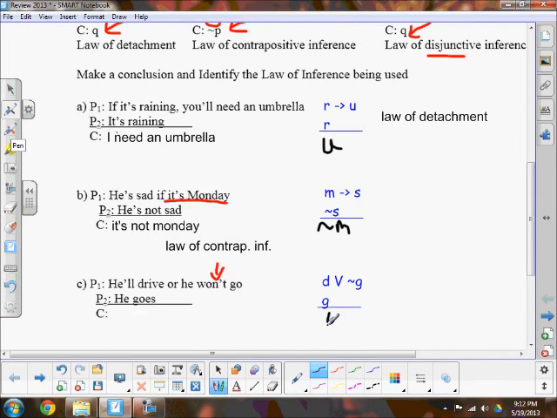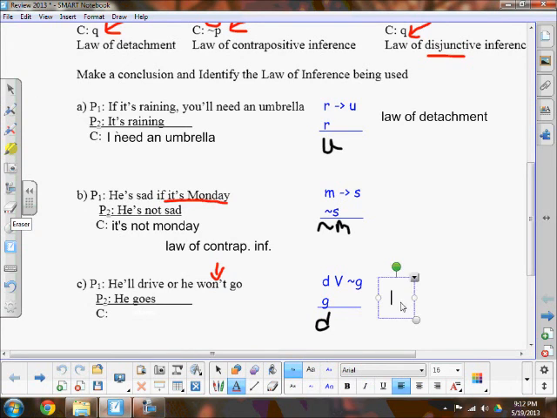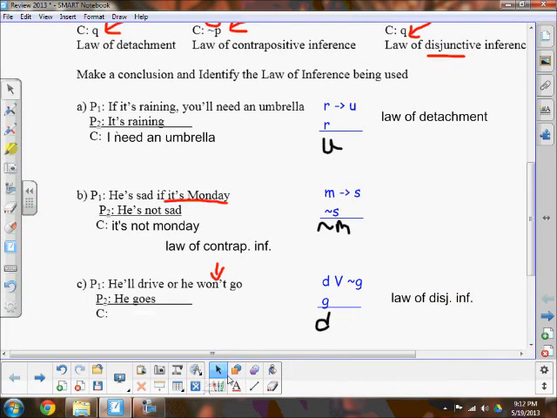Finally, he'll drive or he won't go. Notice that there's a hidden not in here. In won't, he will not go. So when I represent nots in logic, that's the tilde that we mentioned before. He'll drive or he will not go. He goes, which must mean that he drove there, using the law of disjunctive inference.